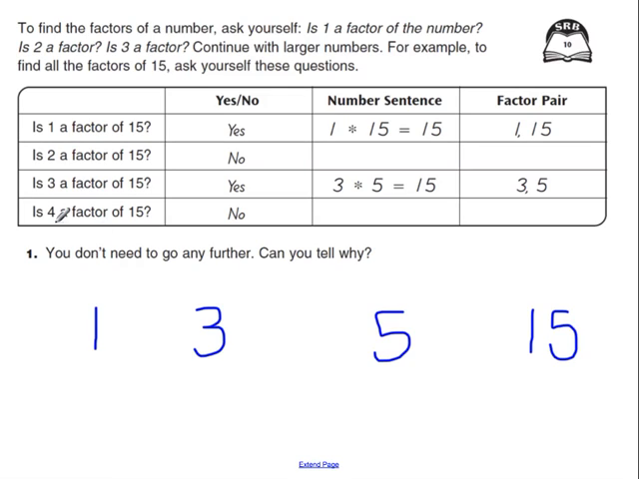Yeah, because if I ask myself, is 5 a factor of 15? Guess what? 5 is already on my list. So here is my list of factors for the number 15: 1, 3, 5, and 15. I have them nice and neatly organized from lowest to highest, and I'm confident that I have all of the factors.